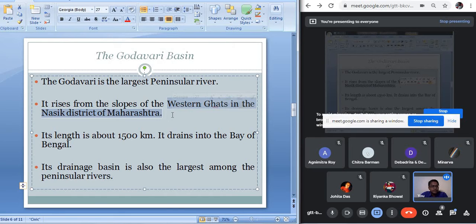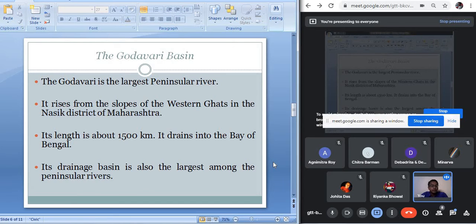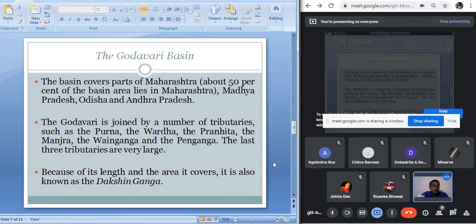So being the largest river, it also has the largest drainage basin among all the peninsular rivers. Around 50% of the drainage basin of the river Godavari lies in Maharashtra, and the rest 50% of its drainage basin can be found in the state of Madhya Pradesh, in the state of Odisha, as well as in the state of Andhra Pradesh. The river Godavari has a total length of 1500 km, as I said. In its total course, it is joined by many tributaries.